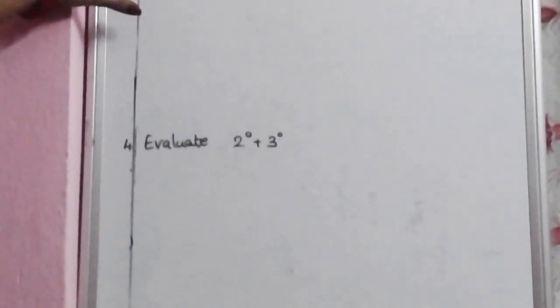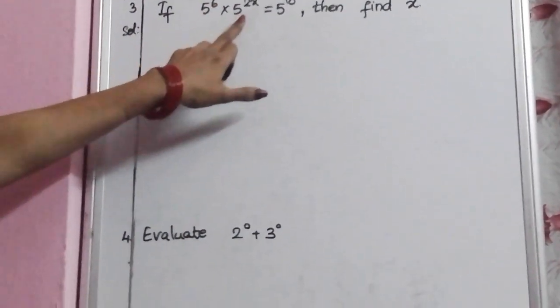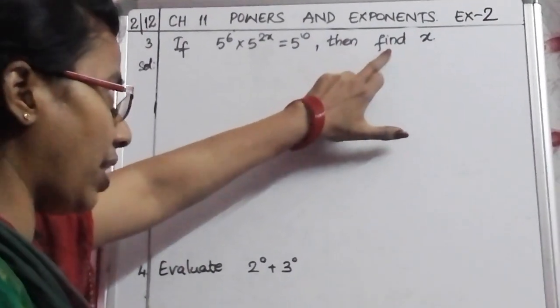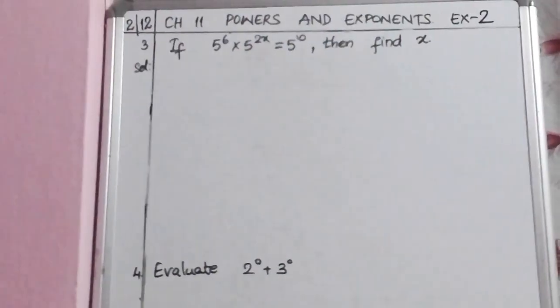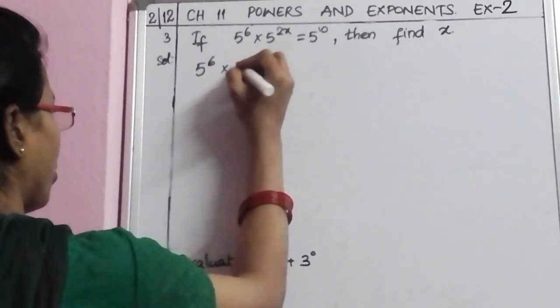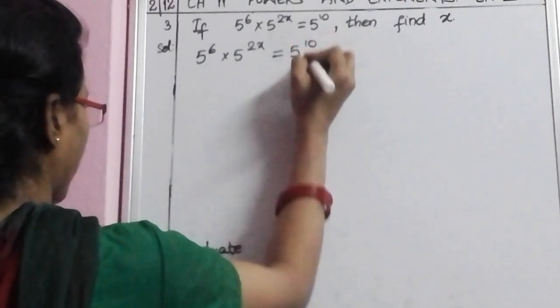So question number 3. If 5 to the power 6 into 5 to the power 2x is equal to 5 to the power 10, then find x. This is the question given. So let's copy the question once again. 5 to the power 6 into 5 to the power 2x is equal to 5 to the power 10.